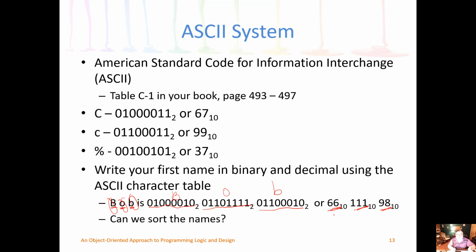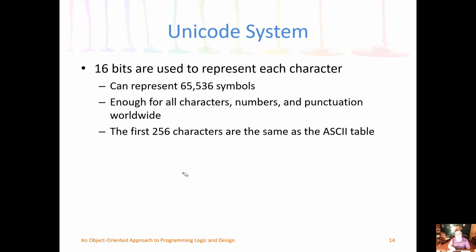And can we sort the names? Yes, we can. Knowing that these are numbers, like 66, I might go in ascending order. Anything that starts with a capital C would be 67, and that would come later. Anything with a capital D is 68, and that would come later. We could sort these based on the numbers. And of course, the computer would sort them based on the binary numbers. So that's how characters are stored within the computer.